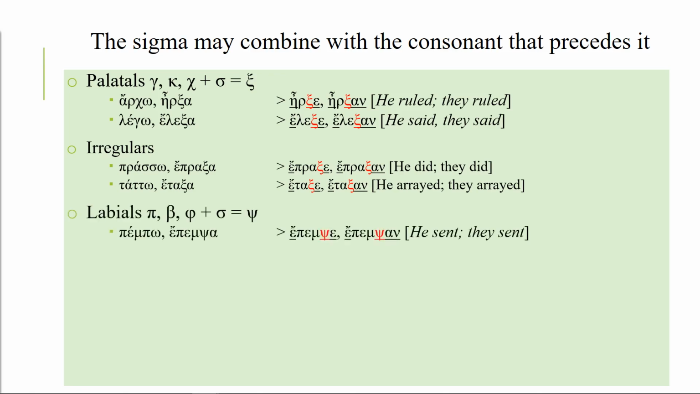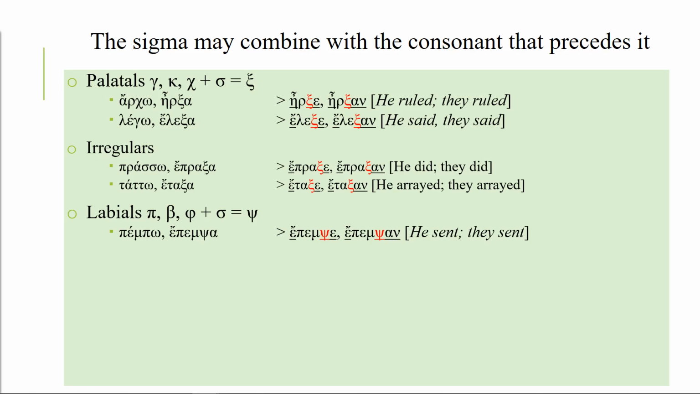Labials become psi, as you might expect. Pempso, pempse. It's just the psi sound. That's what a psi is, a p plus an s sound, right? So that's easy enough. You see a pempse and you say, ah, there's a sigma in there.